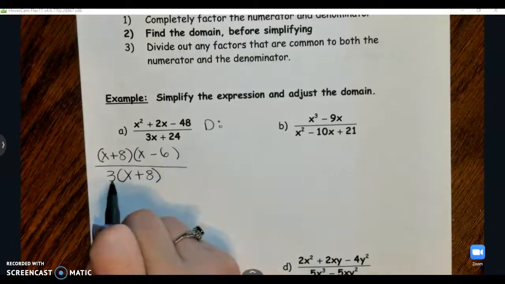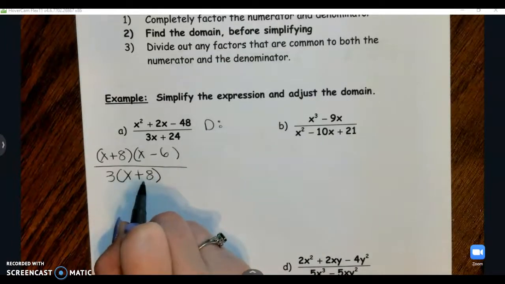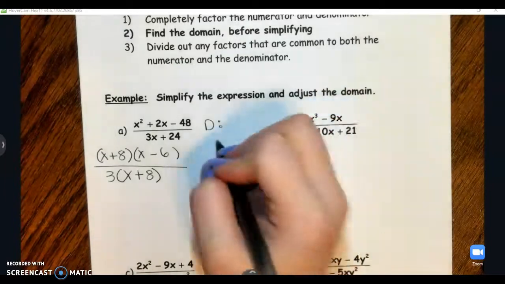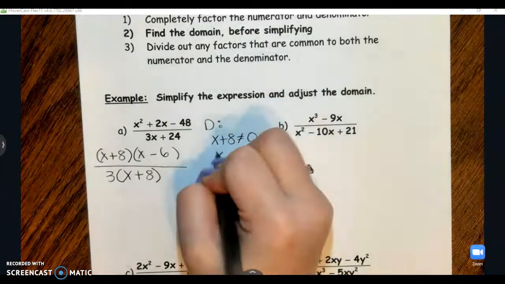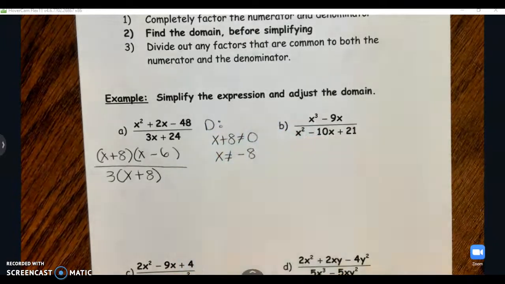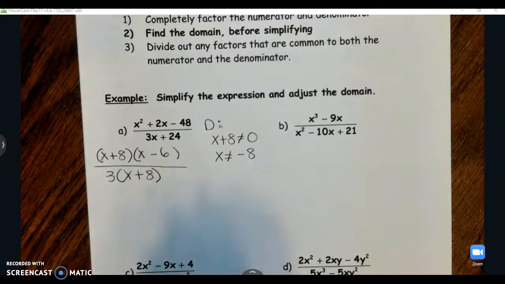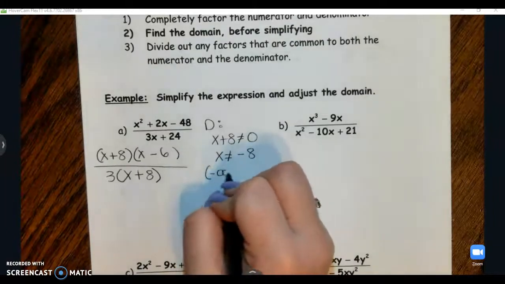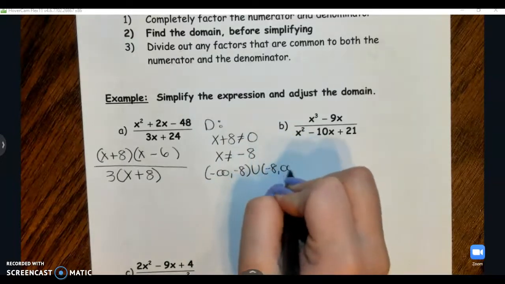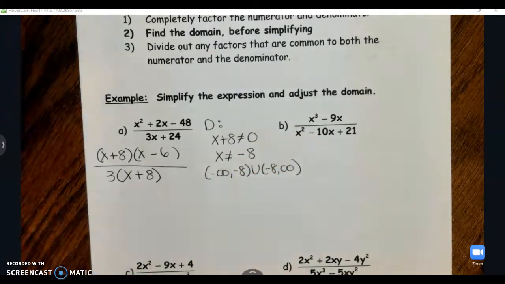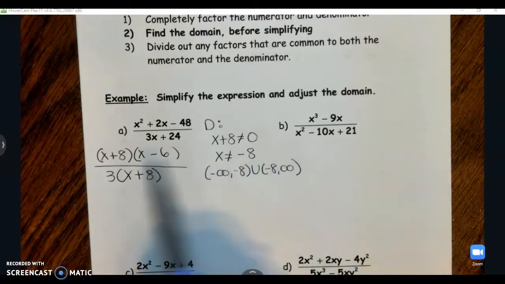So what's going to be focused on here is what's inside my parentheses, this x plus 8. What would make x plus 8 equal to 0? And that would be if x was negative 8. So there's my restriction in my domain, and if we're going to write that in interval notation, that would be negative infinity to negative 8, union negative 8 to positive infinity. Okay. So there's my domain.